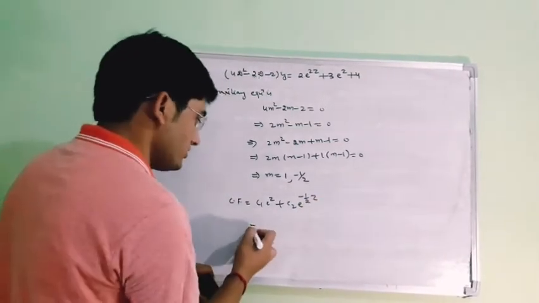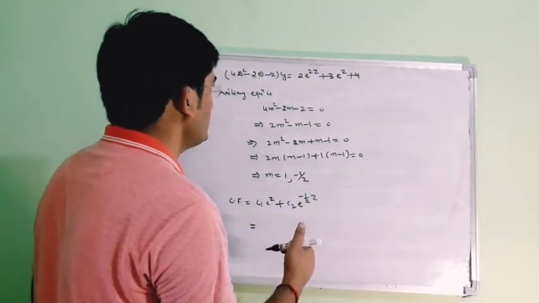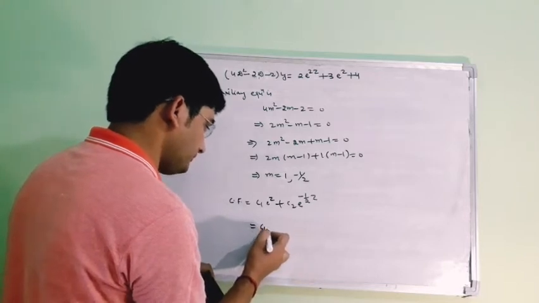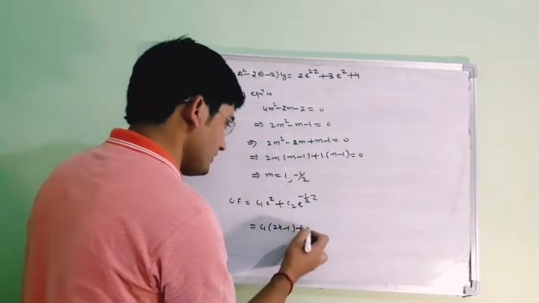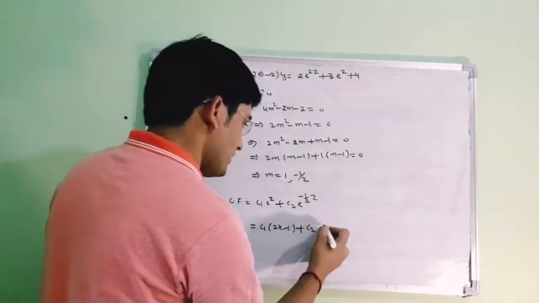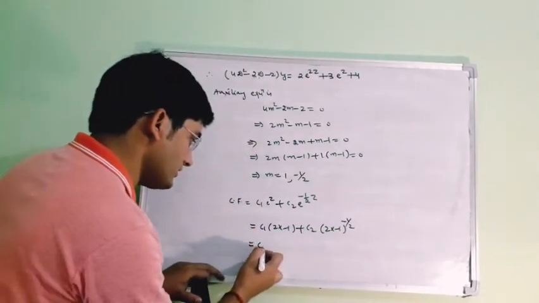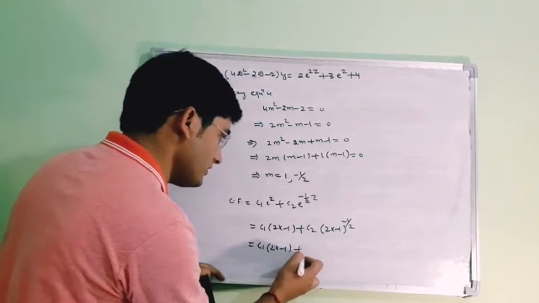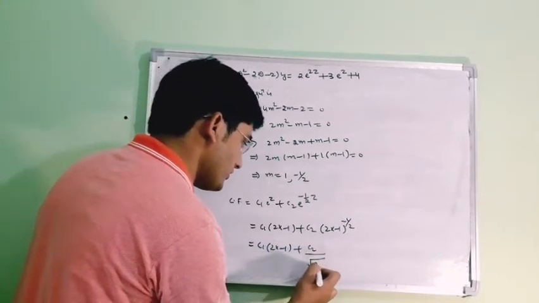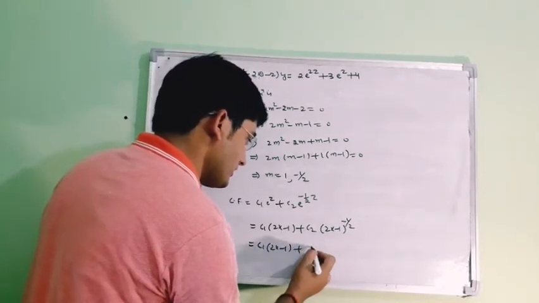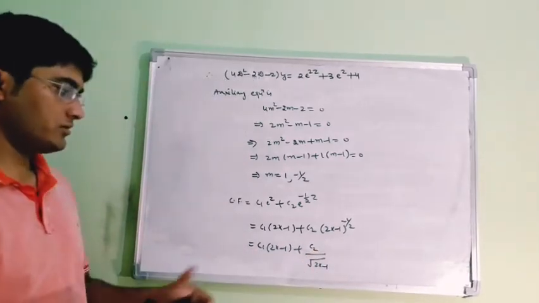e to power z was 2x minus 1. So this is your c1 (2x minus 1) plus c2 e to power z, that is (2x minus 1) to the power minus half. So you can say that this is your c1 (2x minus 1) plus c2 upon the square root of (2x minus 1). So this is the complementary function.